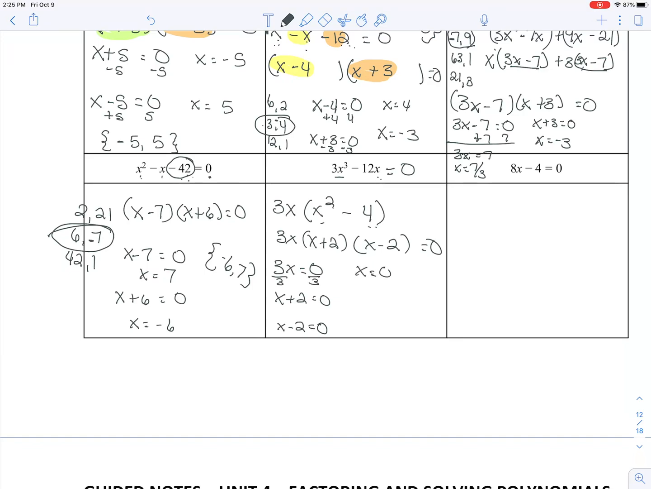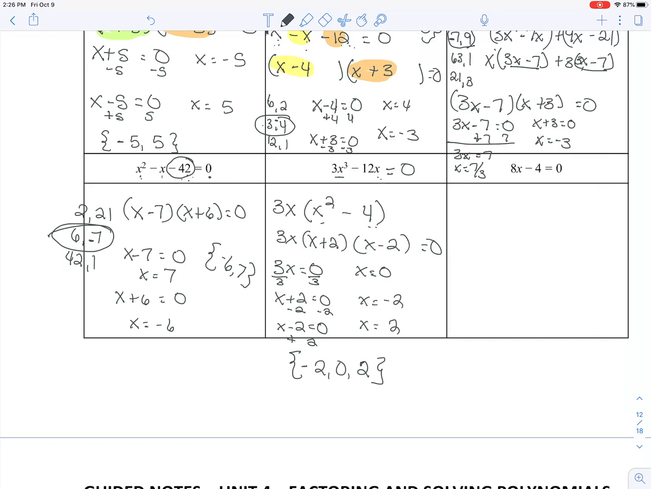So when I divide by 3, I still get x is equal to 0. I subtract 2. X is equal to negative 2. And I add 2. X is equal to 2. So this has 3 solutions. And the solutions are negative 2, 0, and 2. I'll just put them in numerical order.